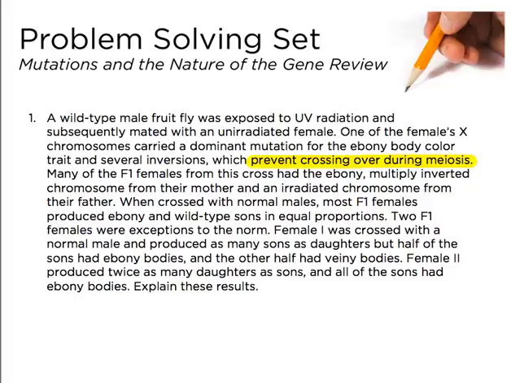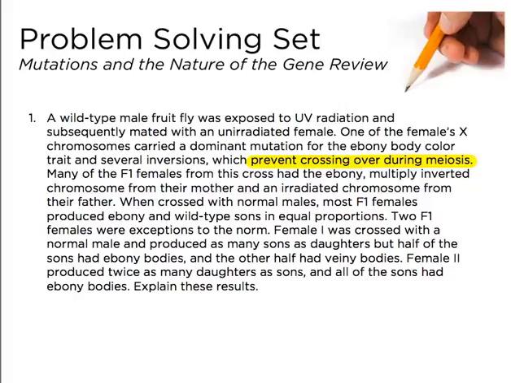Then it goes on to say that many of the F1 females from this cross had the ebony, multiply inverted chromosome from their mother and an irradiated chromosome from their father. So let's stop there and just diagram this cross. We're talking about the sex chromosomes, right? We're talking about X and Y in fruit flies.